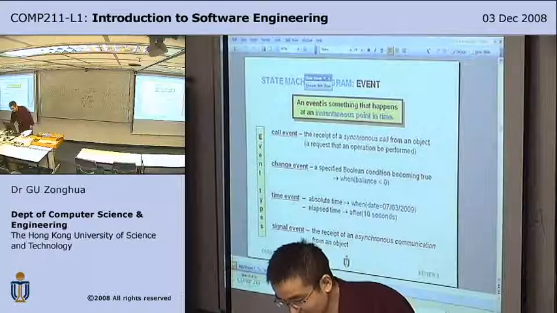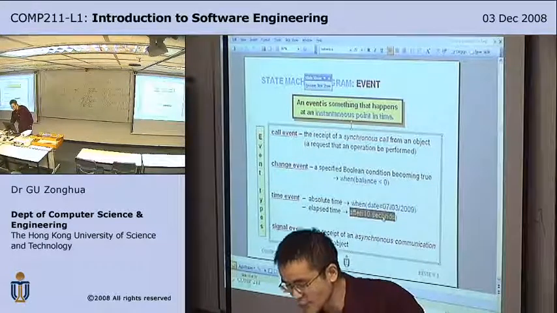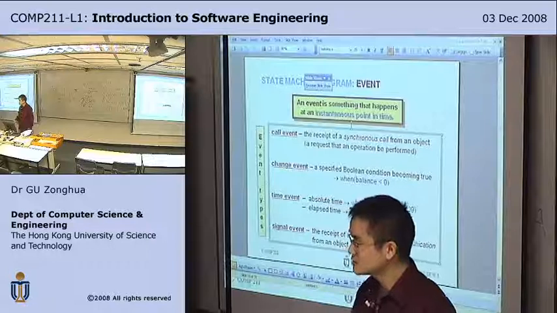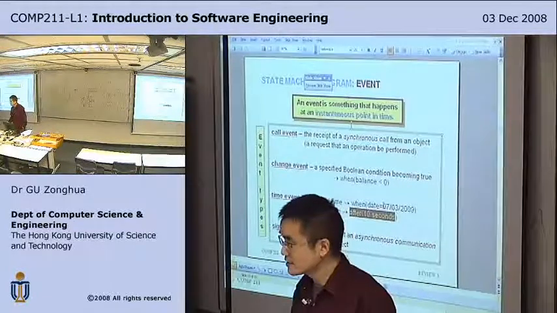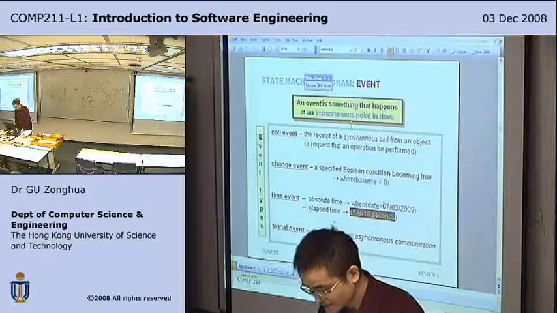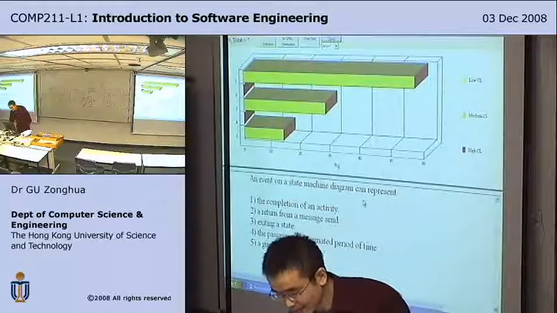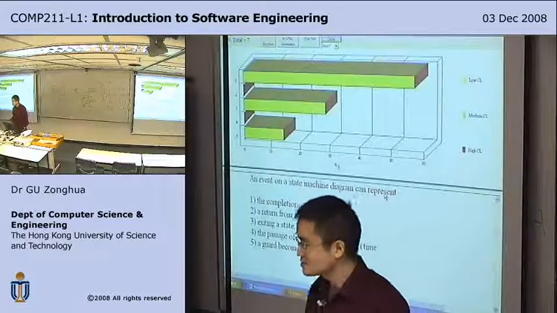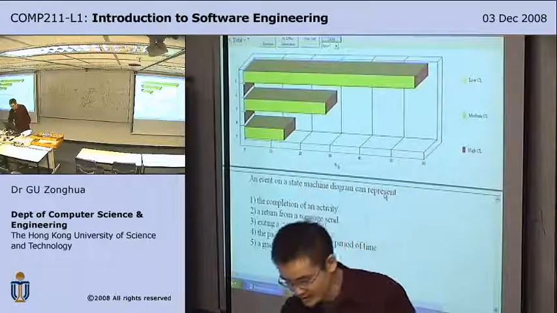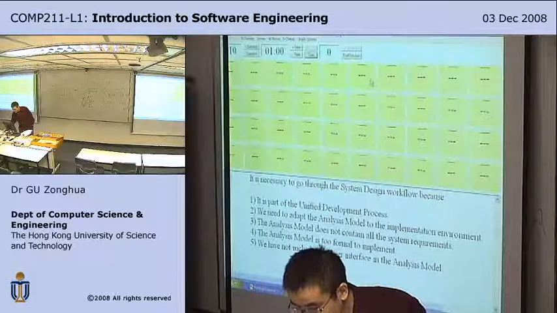That's the time event, right? When is absolute time, or after is the relative time. So you can say something is triggered after 10 minutes, right? That can also be another type. Of course, it says can represent. Doesn't mean always represents, right? So it's just one type of event.